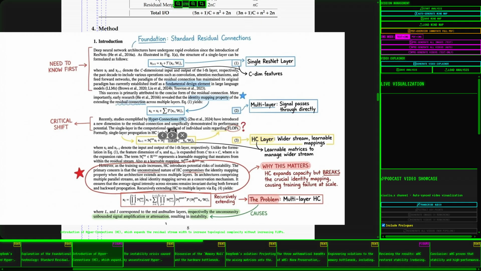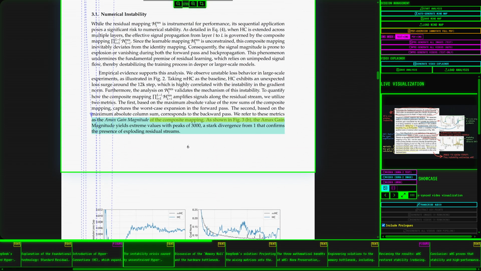The insight was that you can have your cake and eat it too. You just need to put a mathematical leash back on the system. So you impose constraints to get stability back, but you do it in a way that doesn't kill the performance benefits of that wide stream. Exactly. It's a smart constraint. They did it by taking that chaotic mixing matrix and projecting it onto a very specific mathematical space, a manifold. And that manifold has a name that sounds incredibly complex, the Birkhoff polytope.